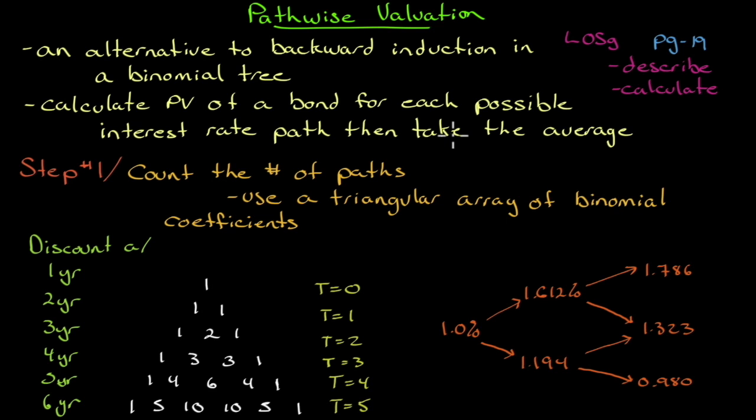So let's go through it. Step number 1, count the number of paths. And you can think of a 10-year semi-annual bond. Well, how big that tree must be. Well, how do you possibly keep all those paths straight in your mind? How do you count all the paths?